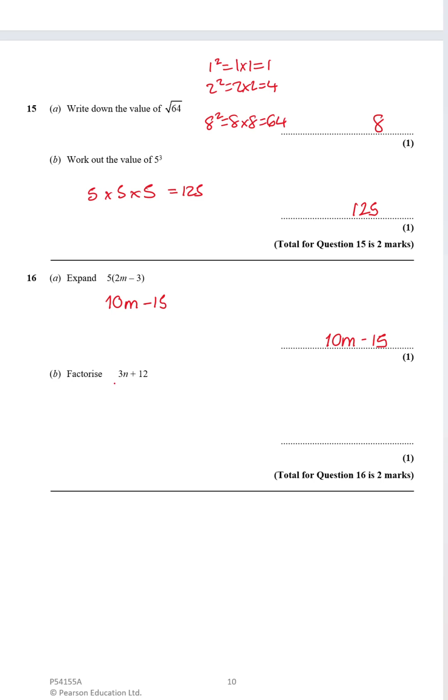Factorise is the opposite of expanding, so I need my highest common factor, first of all, of my 3 and my 12, which is going to be 3. There is no variable shared between my two terms, therefore I'm going to open my bracket. To work out what goes inside my bracket, I divide both of my terms by 3. So I get n, or 1n is also fine, plus 4.